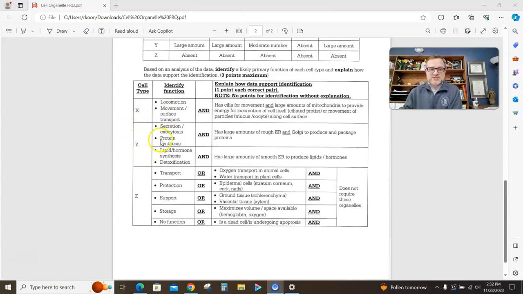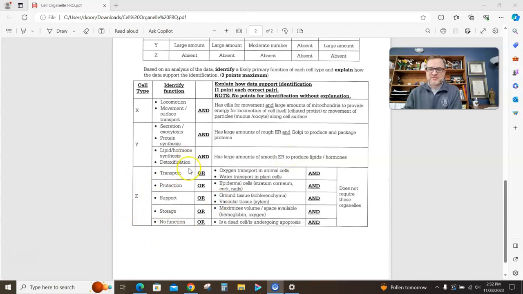For cell Y, look what they took. They took the idea of making proteins because it has lots of rough ER and Golgi, so you had to say both. If you went the lipid or hormone synthesis route or detoxification of drugs, that works. And the explanation would be because it has lots of smooth ER to do those functions.